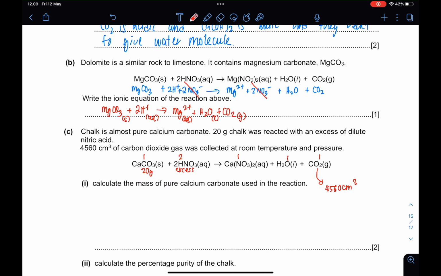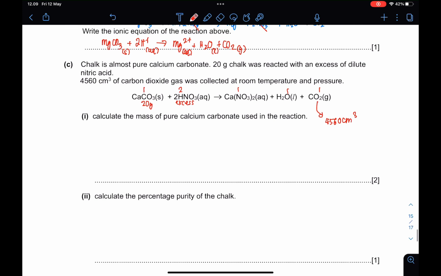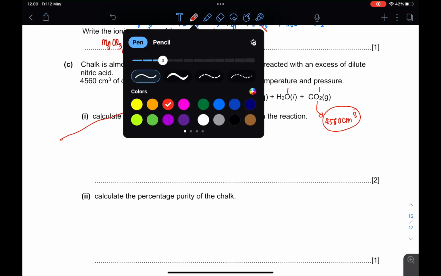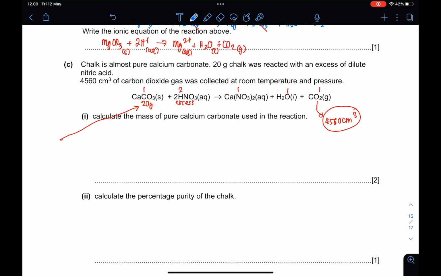4,560 cm cube of gas was collected. Now, calculate the mass of pure calcium carbonate that is used in this reaction. So we need to calculate the mass of pure calcium carbonate.